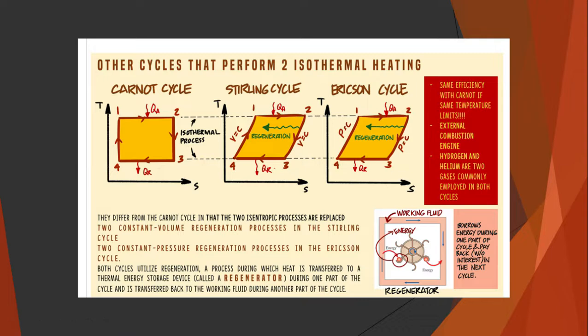Yan, so ito naman yung mga other cycles na nagpe-perform ng 2 isothermal heating. Yan, so itong tatlong to is same efficiency siya as Carnot cycle. Pero hindi pa rin siya as efficient as Carnot cycle kasi merong limits yung kanyang temperature. Yan, so itong tatlo ding to, Carnot, Stirling, saka Ericsson cycle are all external combustion engine. And yan, itong tatlong to is ang kanilang mga working fluid is hydrogen and helium.